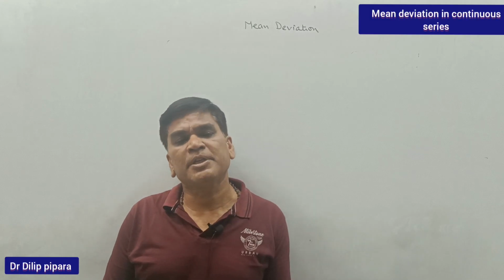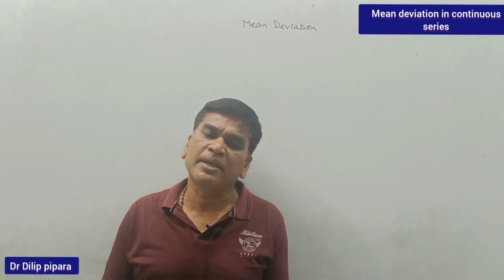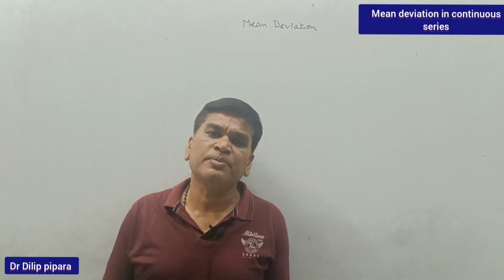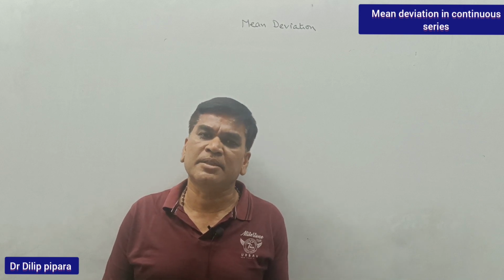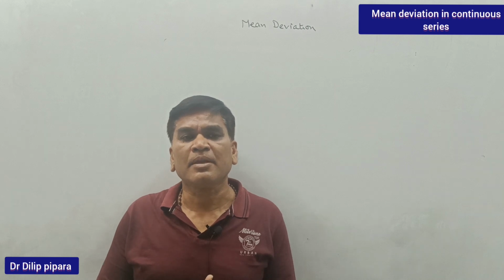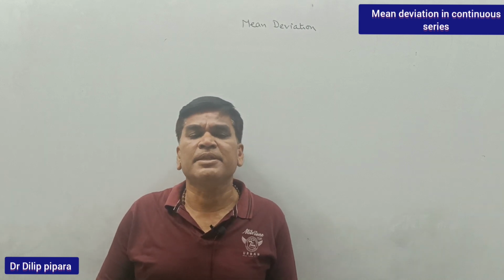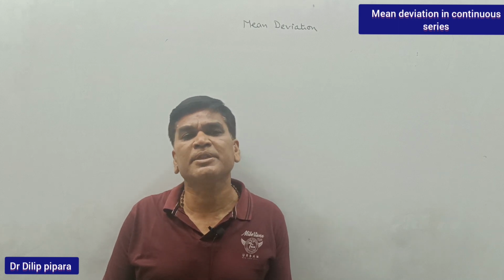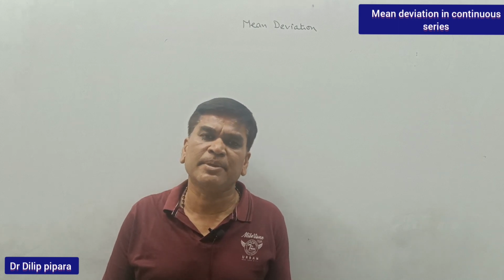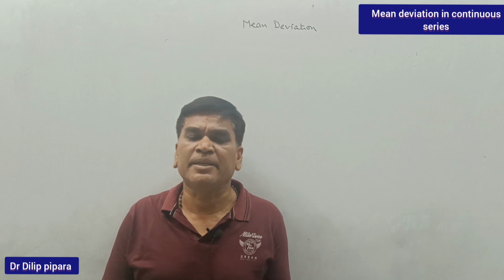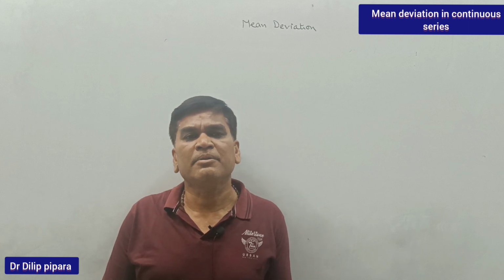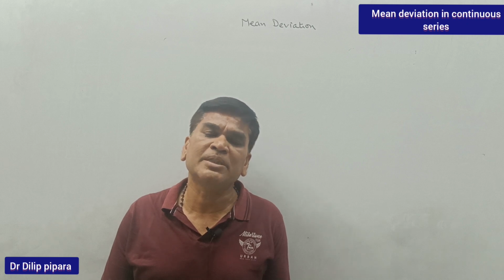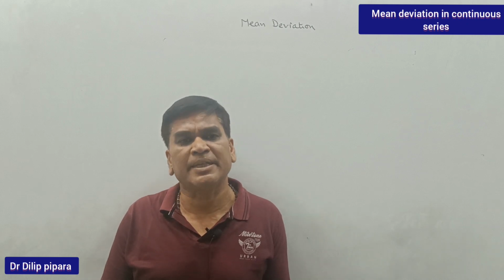In the last video of dispersion, we learned how to calculate mean deviation in the case of individual series as well as discrete series. As we know, mean deviation can be calculated with the help of three measures of central tendency, that is arithmetic mean, mode and median. We have already done examples of the discrete series with all three measures.